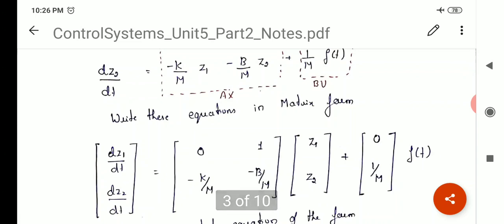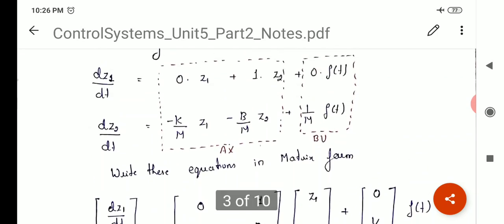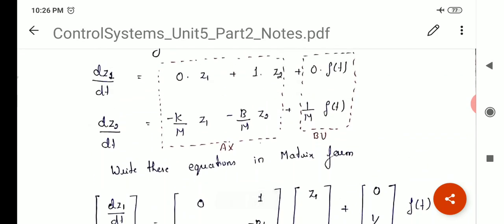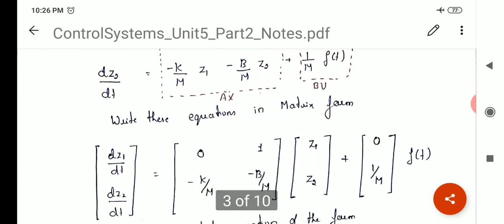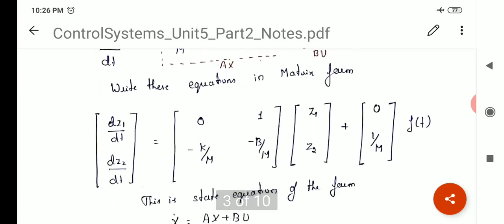0, 1, minus k by m, minus b by m. And the state vector is z1, z2. So again, if you observe here, the coefficients of f of t are 0 and 1 by m. So 0 and 1 by m is written as a matrix.